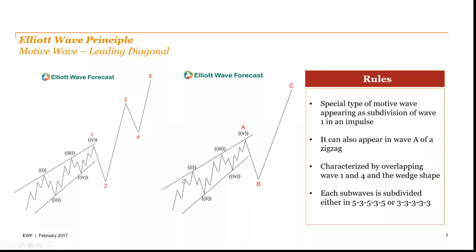If it is a diagonal, that can happen. It doesn't matter. Correct. In a diagonal, waves 1 and 4 should overlap actually, because it's converging.